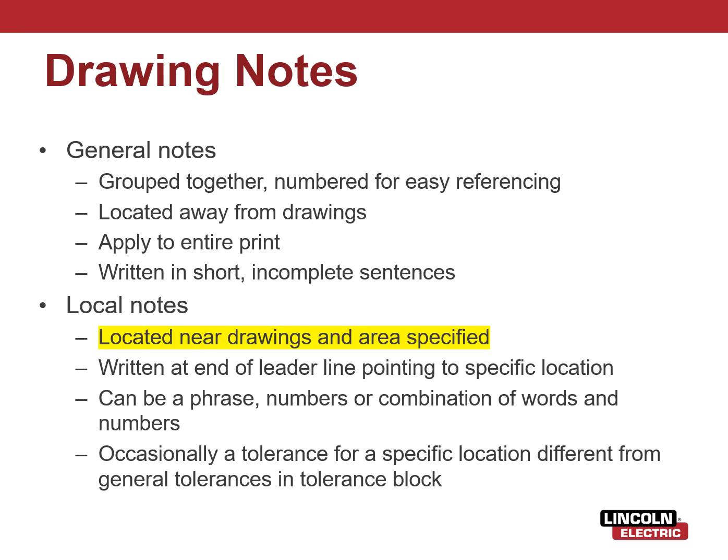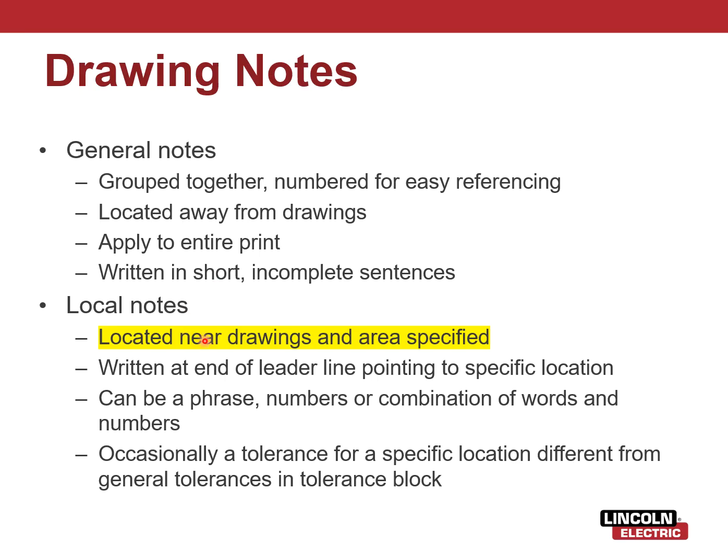Okay, and then we have our drawing notes. So we've got two different types of notes, general notes and local notes. General notes are grouped together and numbered for easy referencing. They're located away from the drawing and apply to the entire print. All right, and these are written in just kind of short, incomplete sentences, kind of like a lot of these slides. And then you have your local notes.